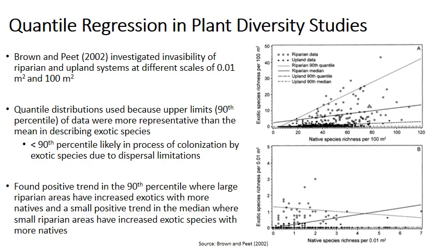And they actually found a positive trend in the 90th percentile, where large riparian areas have increased exotics with more natives, and a small positive trend in the median, or 50th percentile, where small riparian areas have increased exotics with more natives. And this could inform management of different riparian areas. And these results wouldn't have been found if they were just looking at linear regressions.